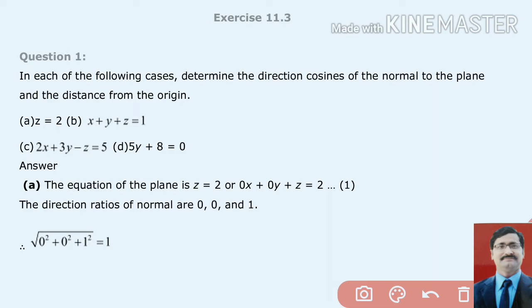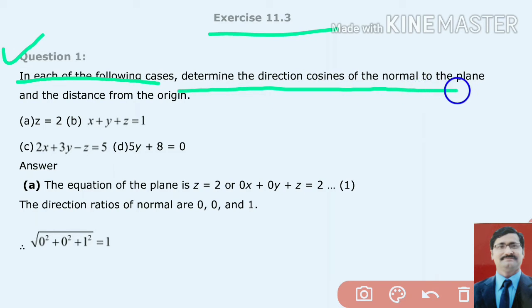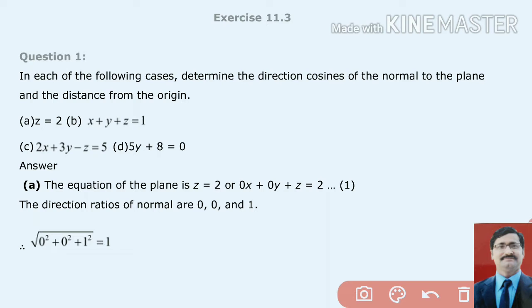Exercise 11.3. In this exercise, we have the question number first. In each of the following cases, determine the direction cosines of the normal to the plane and the distance from the origin. This is a very simple question where you only have to find the direction cosines and the distance from the origin.